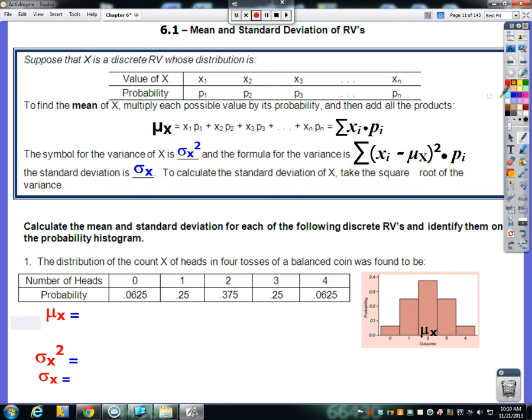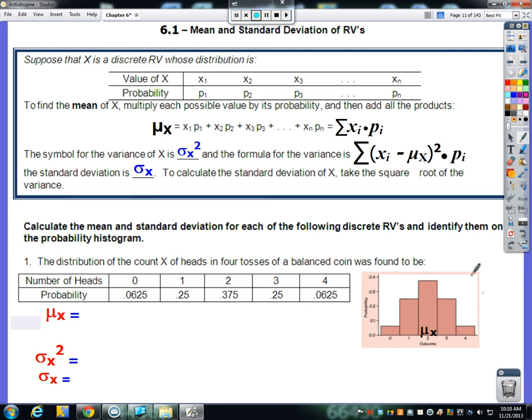So let's do some examples so you can see how this is actually going to work out. It says calculate the mean and standard deviation for each of the following discrete random variables and identify them on the probability histogram. So the distribution of the count X of heads in 4 tosses of a balanced coin was found to be, if we toss a coin 4 times, we could end up with no heads. We could get 1 head, 2, 3, or all 4 tosses could be heads. And here are the probabilities. These are the actual probabilities for that happening.